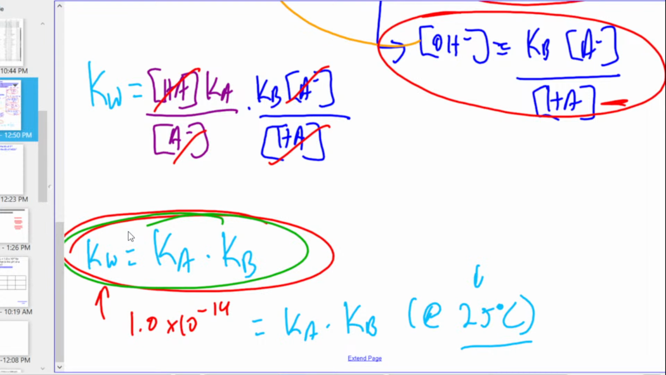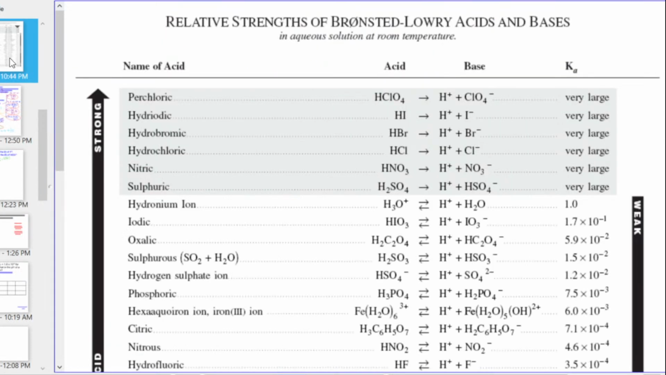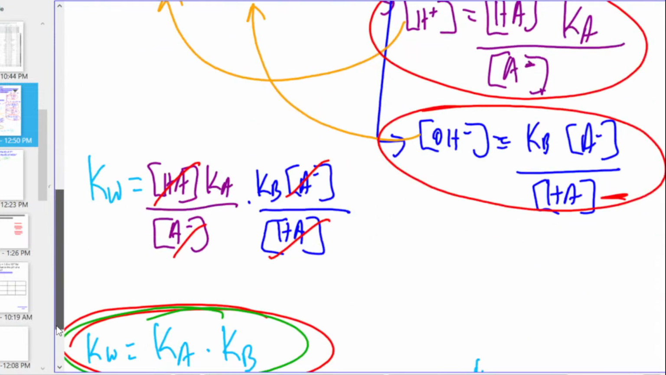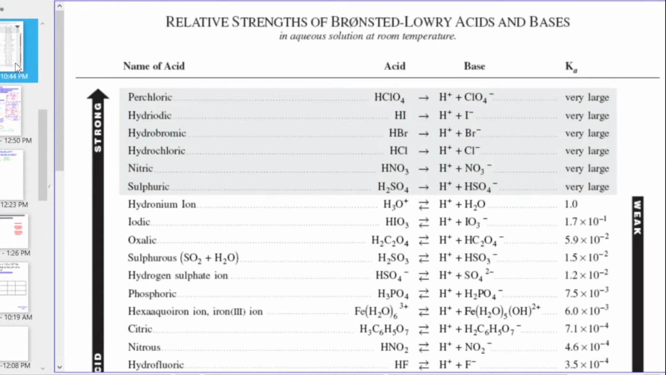So if we have this, Kb is equal to Kw over Ka, which is equal to 1.0 times 10 to the minus 14 over, Taz, on your acid base table, what is the Ka that we're looking for? 3.5 times 10 to the negative 4. Excellent. Okay, now grab your calculator, tell me what that number is.